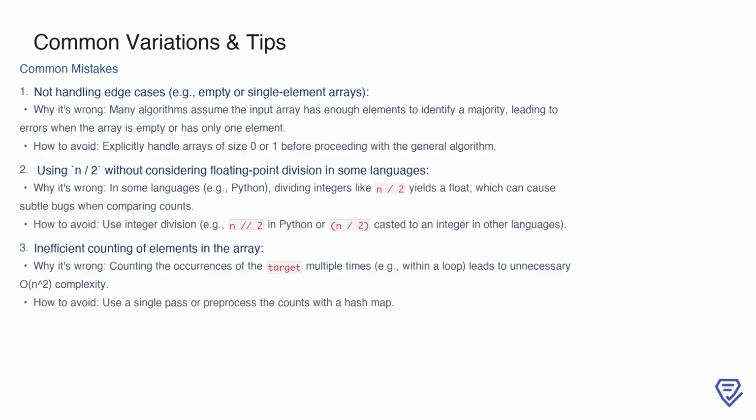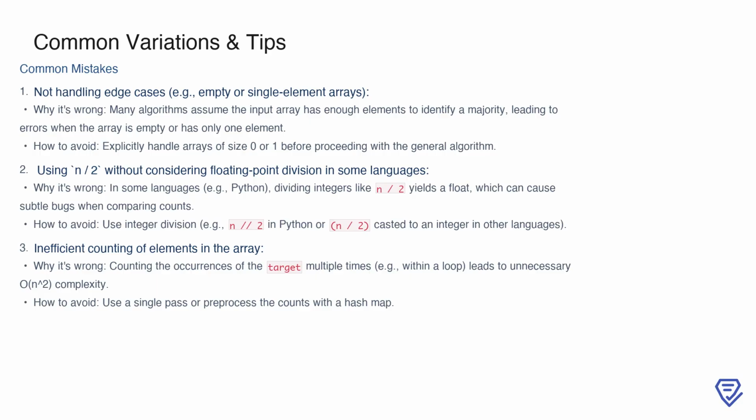Another mistake involves using n/2 in a way that leads to floating point division in some languages, such as Python. If your comparison logic relies on integer values, this subtle bug can produce incorrect results. To fix it, use integer division, like n//2 in Python, or make sure to explicitly cast the result to an integer in other languages.